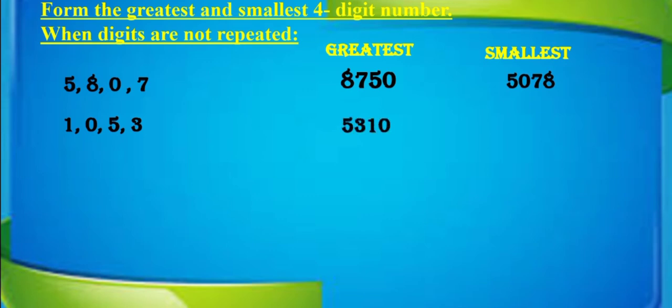So what will be the greatest number? 5310. And what will be the smallest number? Don't write 0 at first. You have to write 0 as the second digit. So 1035. Is it clear, children, how we will read this number? 1035. Okay. Let us see a few more examples.